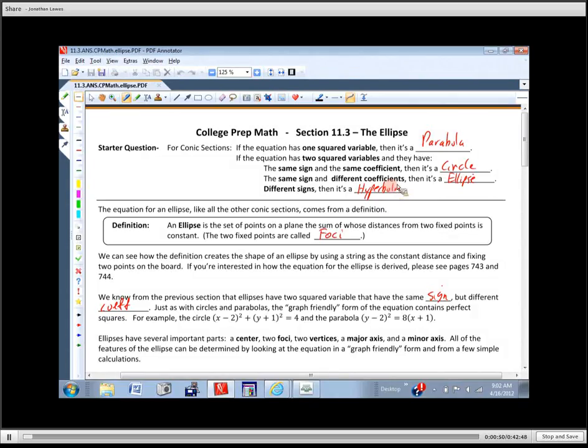If it's got one squared variable, it's got to be a parabola. What if y is squared? Which direction could it open? Left and right. Okay, if x is squared, then it's going to open up or down.